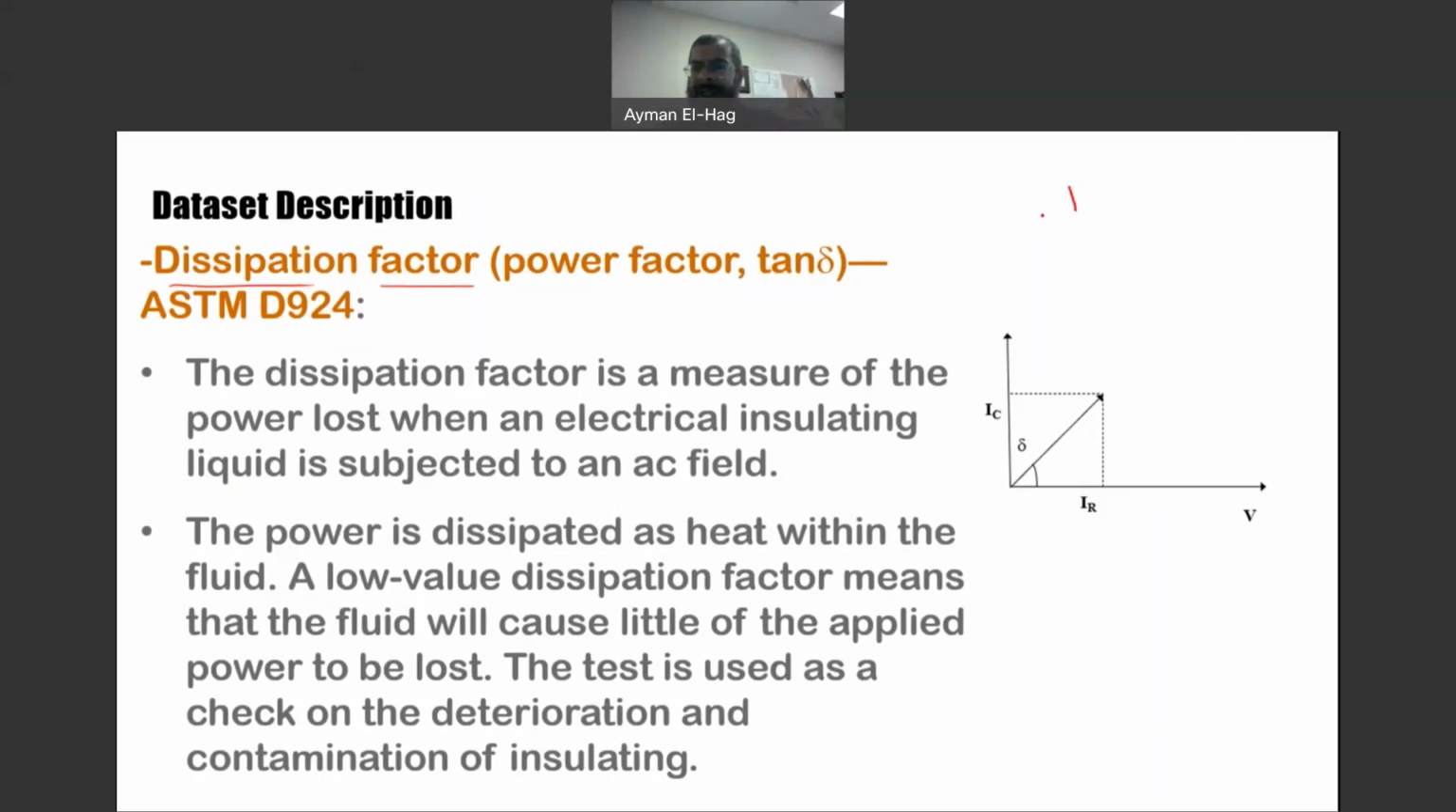So we can model the insulation as an R and a C. Now the dissipation factor measures this R. So the higher the dissipation factor, the worse the oil is.